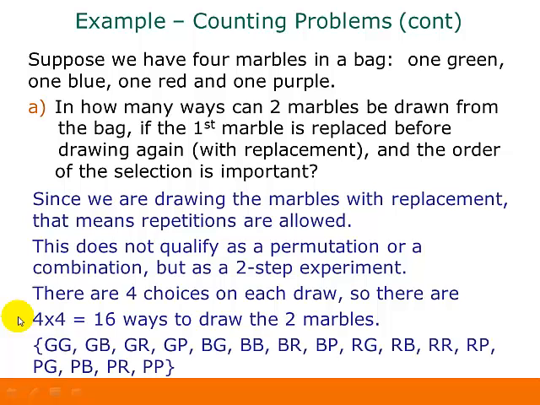And we can even list the different outcomes. So these are the different outcomes that we could get from drawing 2 marbles from the 4. And if we write them all down, we can count them up and see that there are actually 16 of them. And notice here we have green, green. That means that we chose green twice in a row. So this is where it comes in that the repetitions are allowed. We have blue, blue, here we have red, red, and here we have purple, purple.